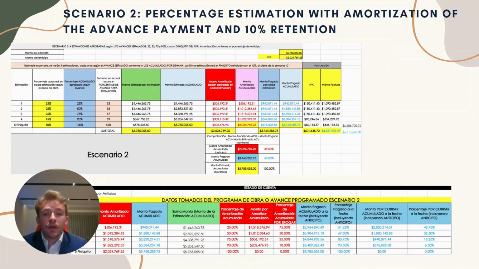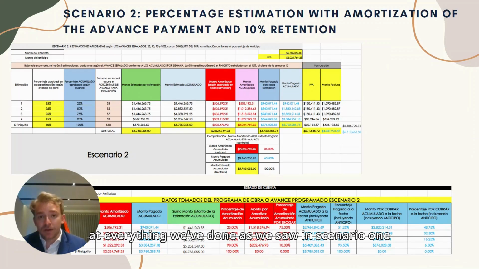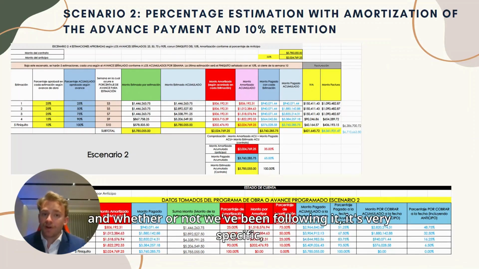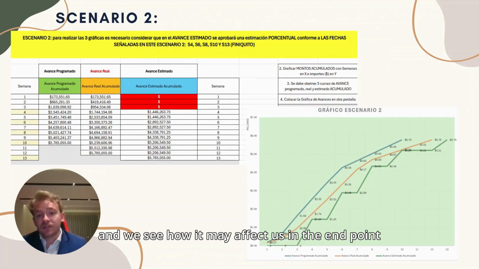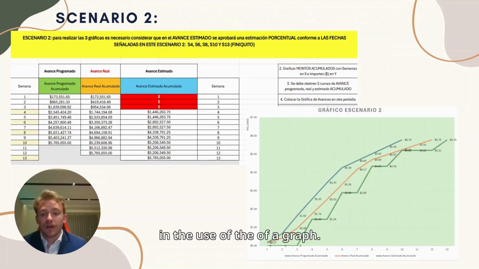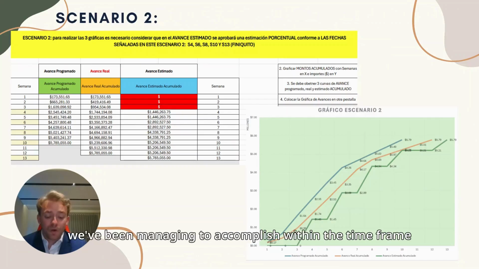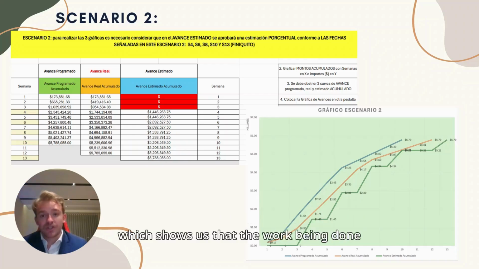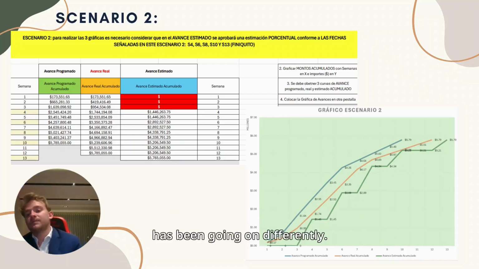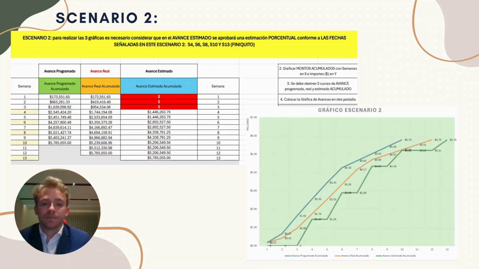In scenario 2, the percentage estimation with amortization of advance payment and a 10% retention. Here, we take a look back at everything we've done as we saw in scenario 1 and whether or not we've been following it. It's very specific, but this time we count with a 10% retention. And we see how it may affect us in the end point with the use of a graph. Now, this being the real one, is the work we've been managing to accomplish within the time frame. The graph shows us that it's not a progressive growth, but a staggered one, which shows us that the work being done has been going on differently.